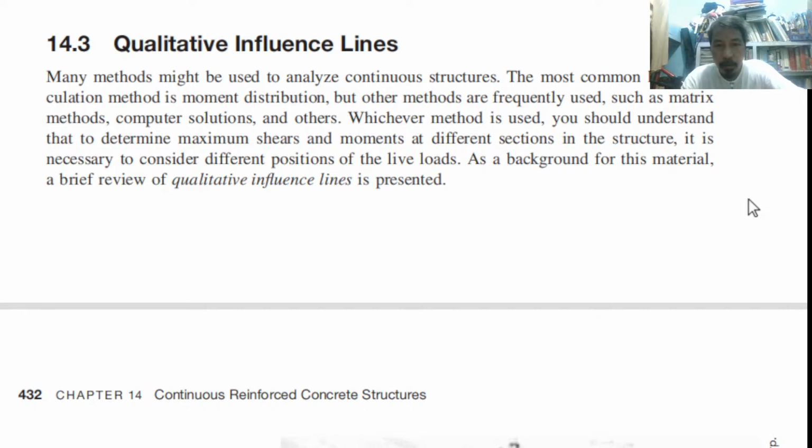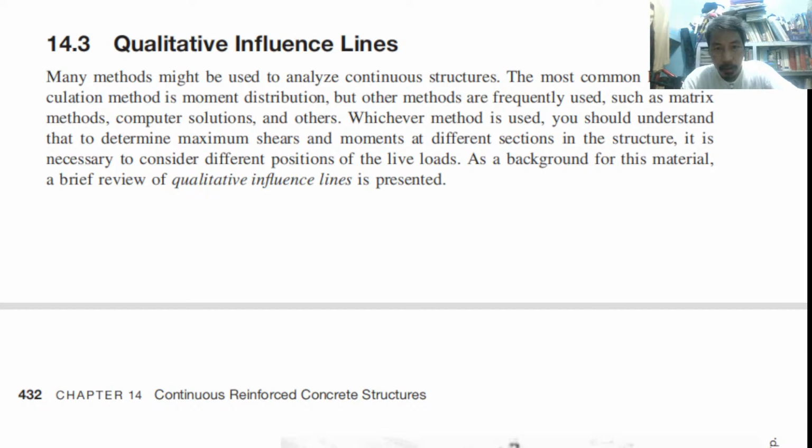Whichever method is used, however, you should understand that to determine maximum shear and moments at different sections in the structure, it is necessary to consider different positions of the live loads. Okay? So we have to take note of the magnitude of live load and position it at the most critical location. Okay? Then analyze and solve the problem.